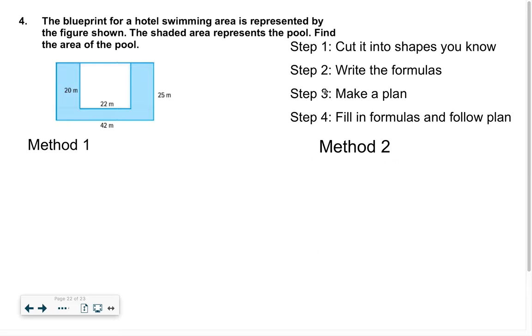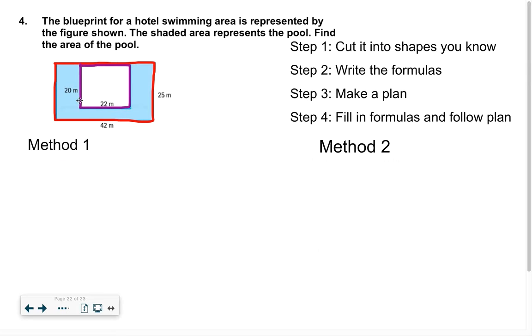I'm going to quickly go through number 4 for those of you that maybe didn't get it right or didn't get to finish it. So there were 2 methods. The first method, I saw that there was an entire big rectangle. And then I saw that there was a smaller rectangle.